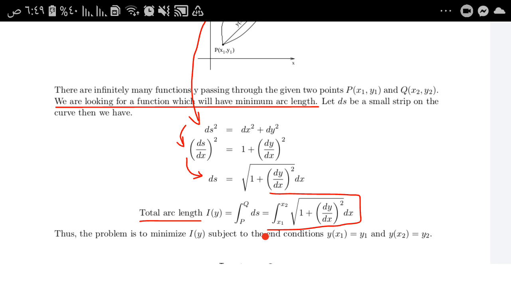And this functional has two boundary conditions: y(x1) is equal to y1 and y(x2) is equal to y2. So the solution is that function y for which this functional would be minimum. For which function y this functional would be minimum.